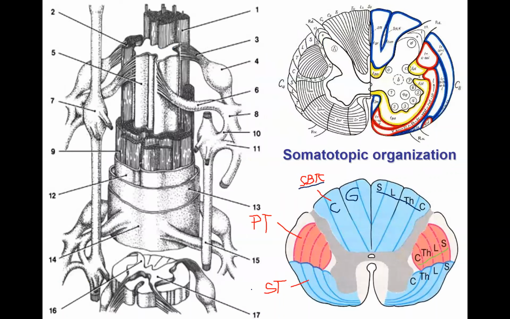you can see the spinothalamic tract here, anterior and lateral, and you can see that it's also somatotopically organized, cervical medially, sacral laterally. So why are these two organized like that and the spinobulbothalamo-cortical tract is opposite? Because these two are already crossed and this one is uncrossed. So that's why it's opposite. It's like a mirror.